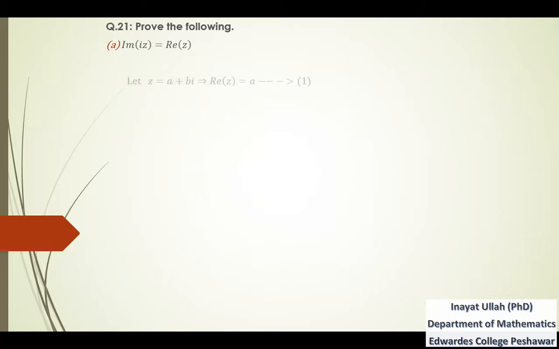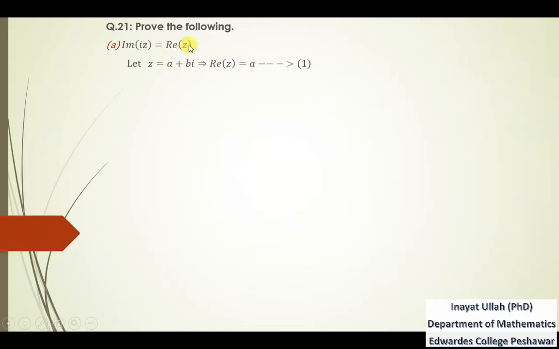So let us take a complex number z, say a plus b iota. And what are the requirements of this equation? We need to find the real part of z, so the real part of z is equal to a.